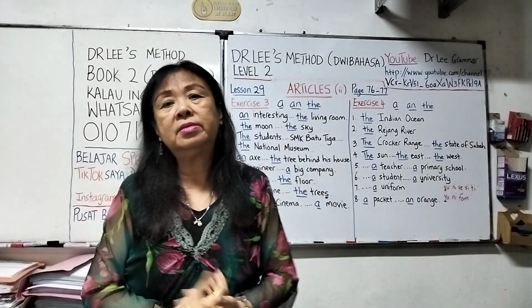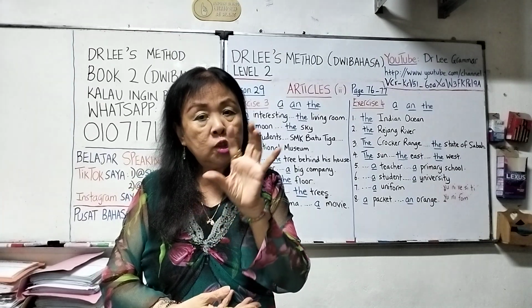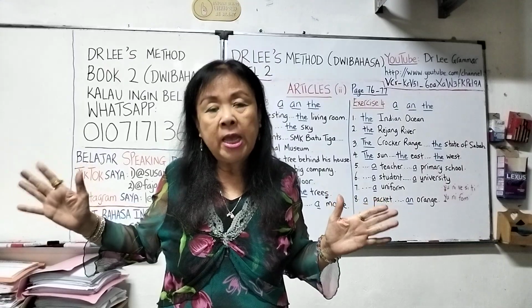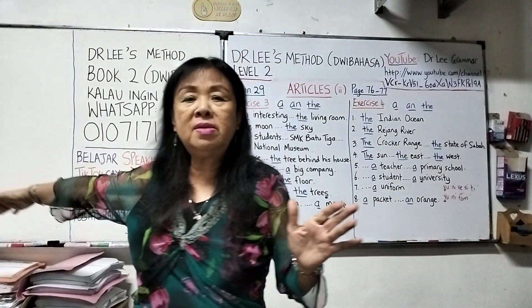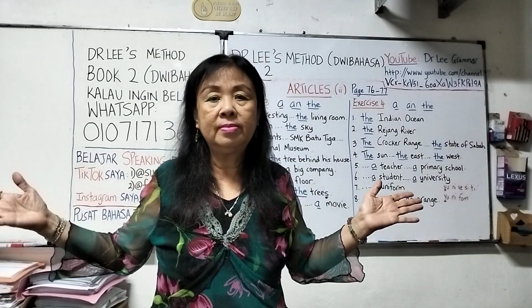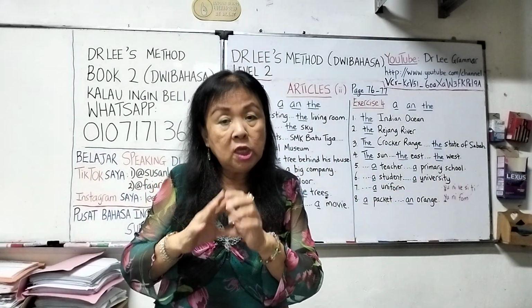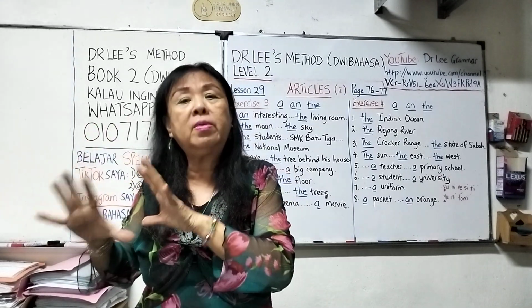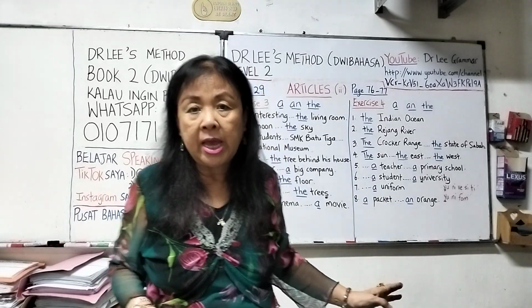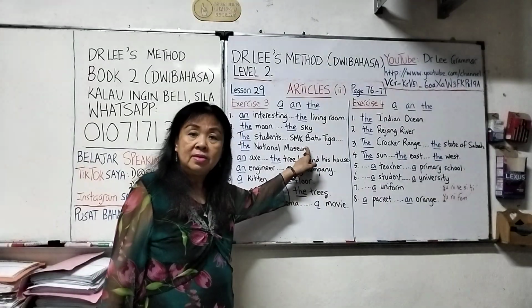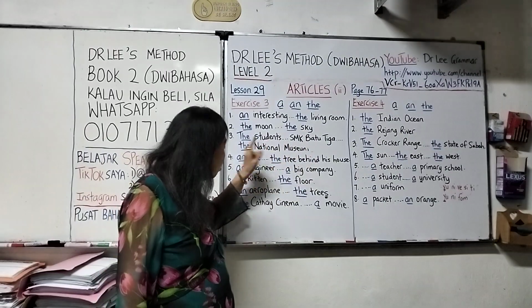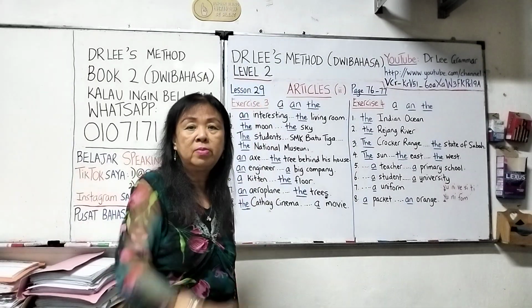What is the difference? When you say students, you are talking generally. You are talking about all the students in Malaysia or all the students in the world. But if you say the students, you are talking about one special group of students, not all the students in the world, not all the students in the country. So here, you are talking about SMK Batu Tiga students, not the world, not our country. Therefore, you need to put the students, only for that group of students.